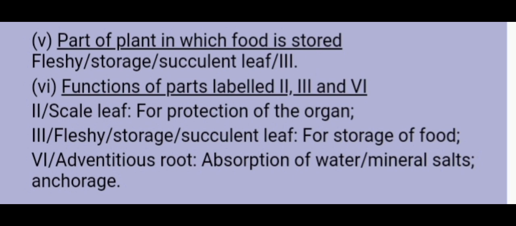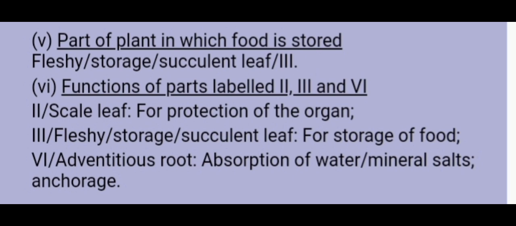All right. Now, what are the functions of the scale leaf? What is the function of the fleshy or storage or succulent leaf, like I've already mentioned? And then what's the function of the fibrous roots or the adventitious roots? The scale leaf is for protection of the organ, right? I've already said that. And then the fleshy or succulent or storage leaf is for storage of food, while the adventitious roots are for absorption of water or mineral salts from the soil.